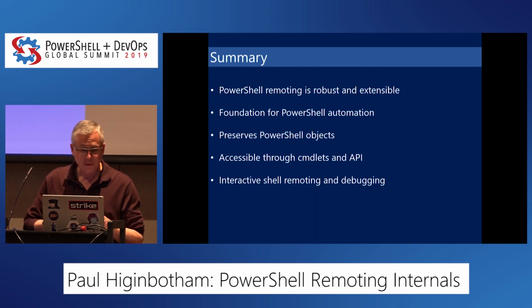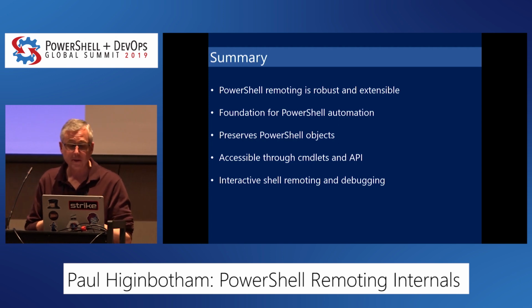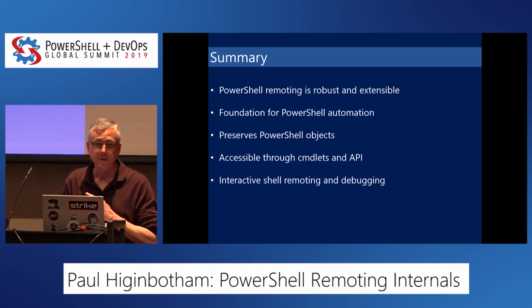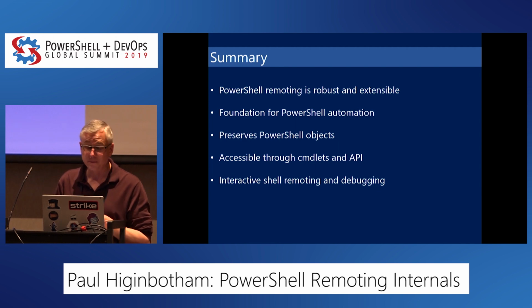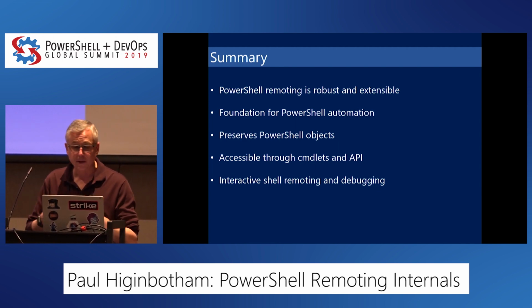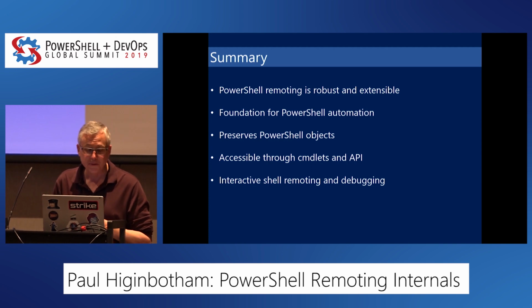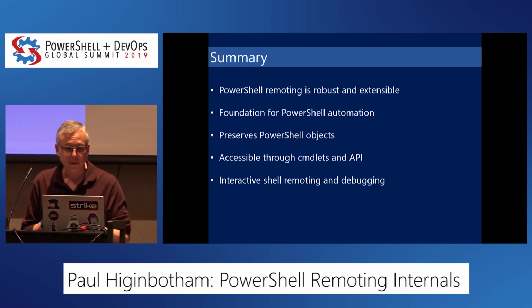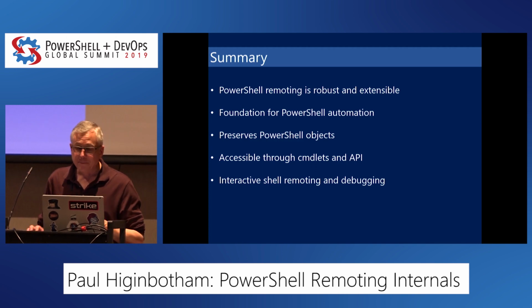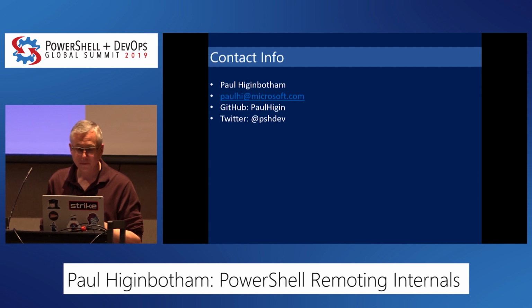So that's just about on time. That pretty much is all I wanted to go through for remoting. It was pretty high level, a lot of hand waving. There's a lot of details. You're very welcome to talk with me afterwards if you want more details about how it all works. But basically, I guess the summary is, remoting is really fairly robust and very easy to extend. The whole idea is for automation, presenting the PowerShell object, the PowerShell data object that makes PowerShell so great, access to the cmdlets and API, and the interactive shell and remote debugging, I think, is pretty powerful. And with that, I think that's all I have. Are there any questions?